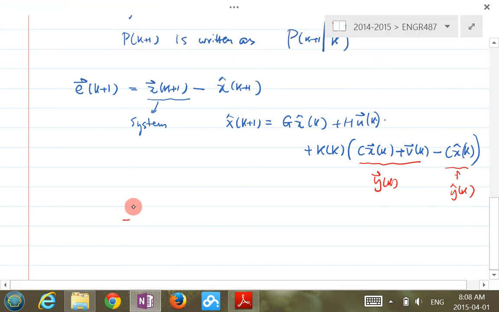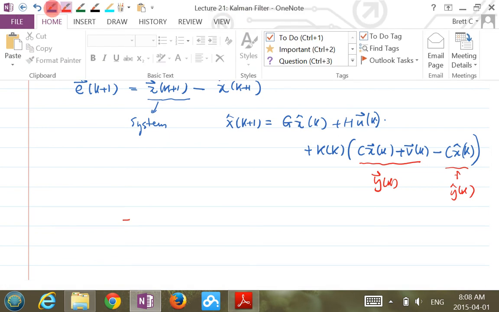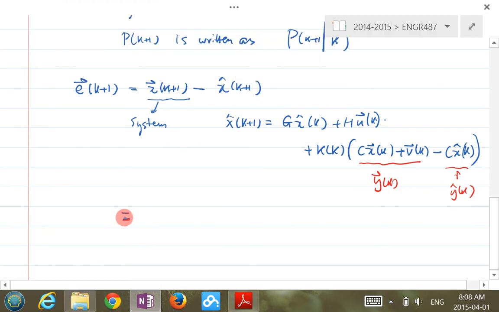which turned out to be g minus kc e of k plus w of k minus kk and v of k. Okay, so this is the error. This is the estimation error. Apparently, the estimation error is a noisy signal, right, with w and v in it.